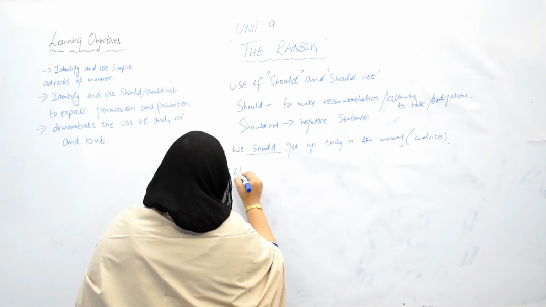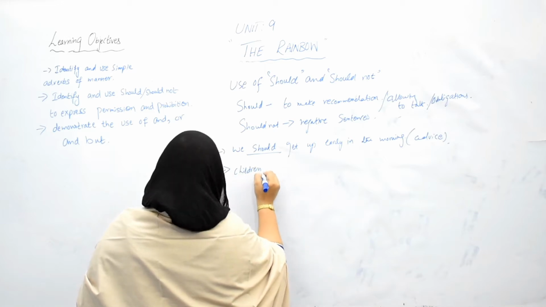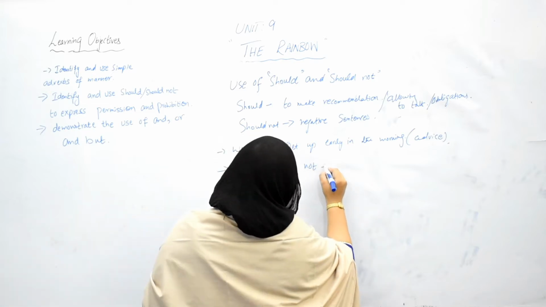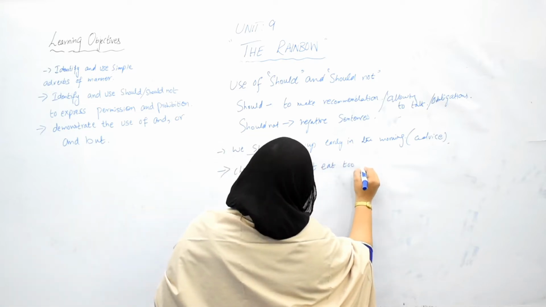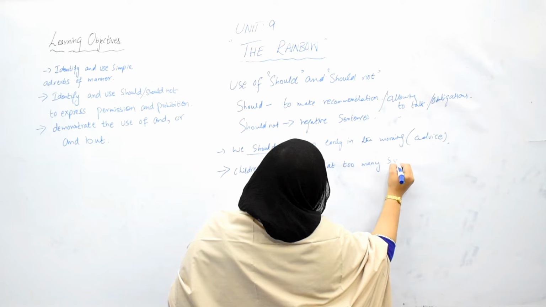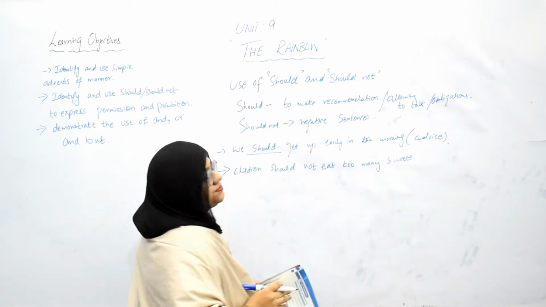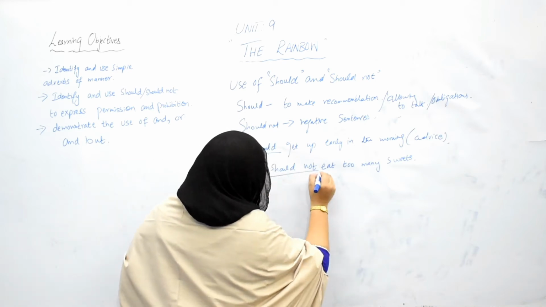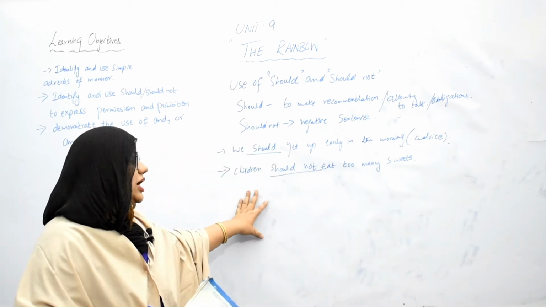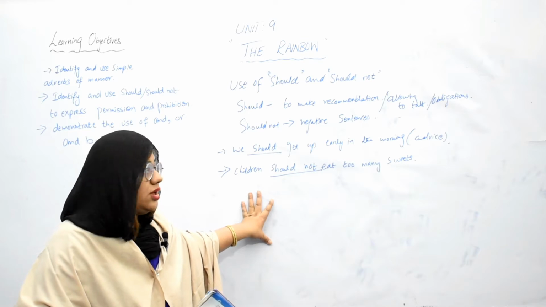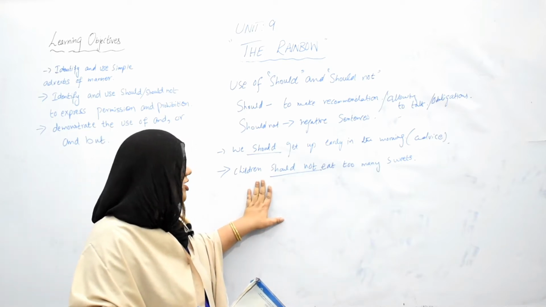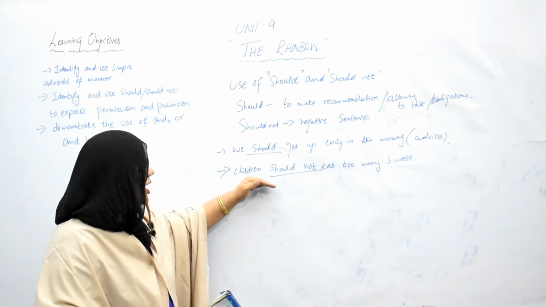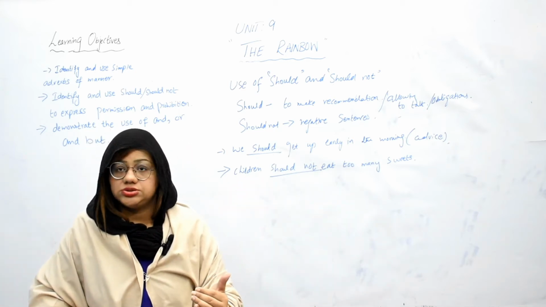Now there is a statement: children should not eat too many sweets. Now students, look at this. Should not. It means that I am discouraging. I am not allowing others to eat too many sweets. So that's why I'm using should not.